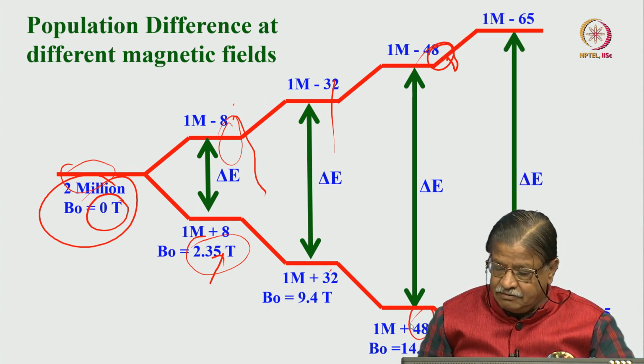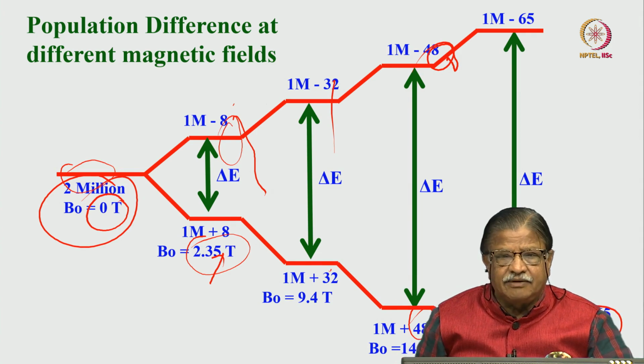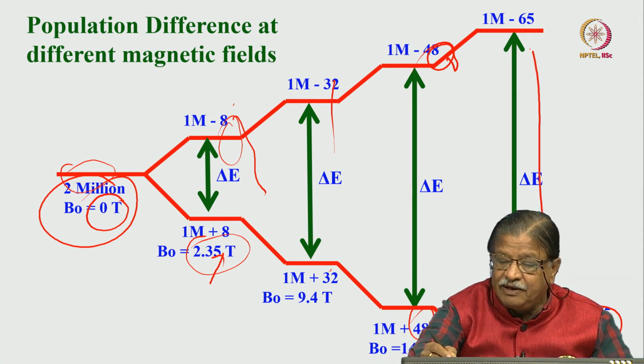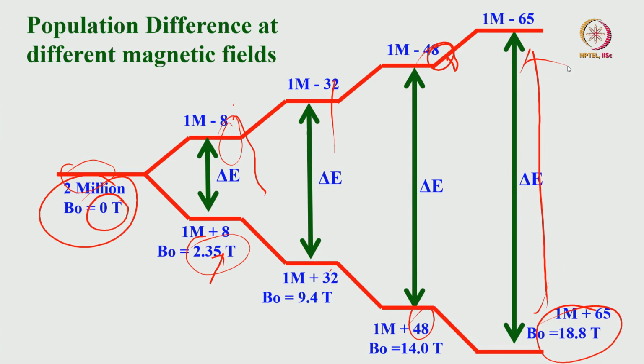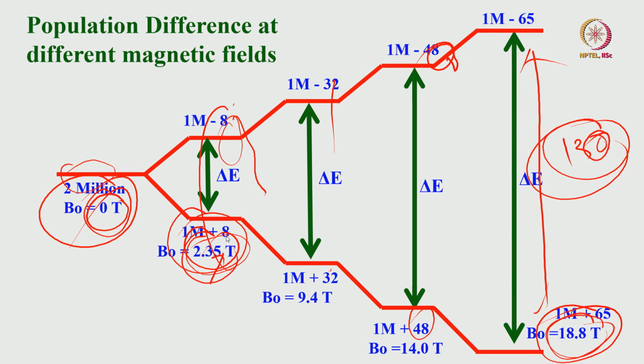Again go further, make the magnetic field 18.8 Tesla, calculate the energy separation and the population difference. This population difference is only 130. Remember, you started with 0 Tesla and increased the magnetic field tremendously, from 2.35 almost 8 to 10 times larger, but the population difference from 16 became only 130. Not a big number, but still it makes a significant contribution. The effect is really significant as far as the detection signal is concerned.